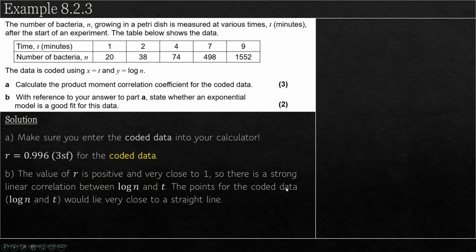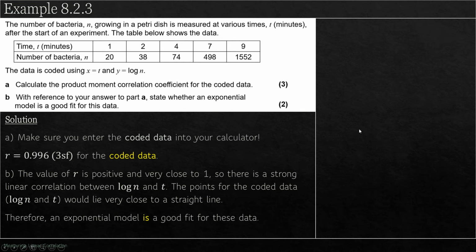So the points for the coded data, if we drew them on a scatter graph, would lie very close to a straight line. And from earlier in the chapter, we know that means an exponential model would be a good fit. So we're answering the question, state whether it's a good fit for the data. Our answer is yes, it is. And we have referenced the answer to part A as well.